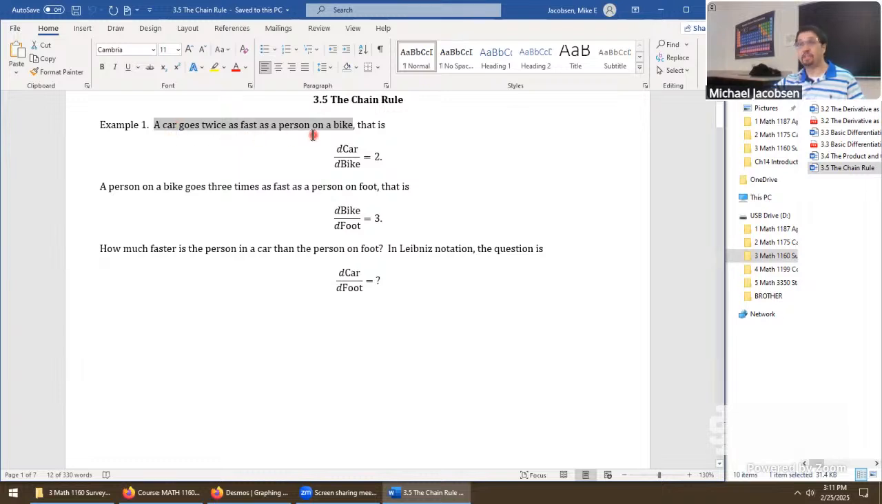This whole statement can be re-expressed by the rate of change of the speed with respect to the bike is 2, because the car goes twice as fast as the person on the bike. So we can restate it all in this way.